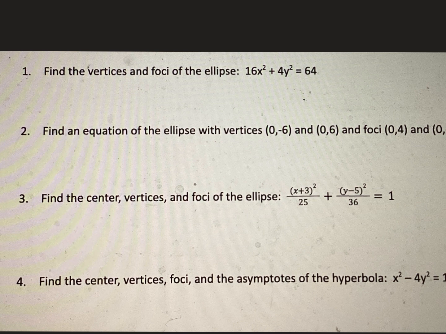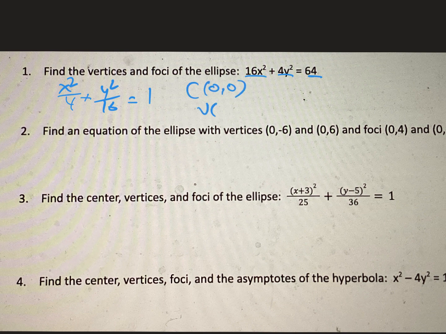What you've got to do first there, obviously, is we want that 64 side to be 1. So I'm going to divide all 3 terms by 64. 16 goes into 64 4 times. 4 goes into it 16 times. That's convenient. 64 divided by 64 is 1. All right, because the center is 0, 0, it's not what it asked me for.